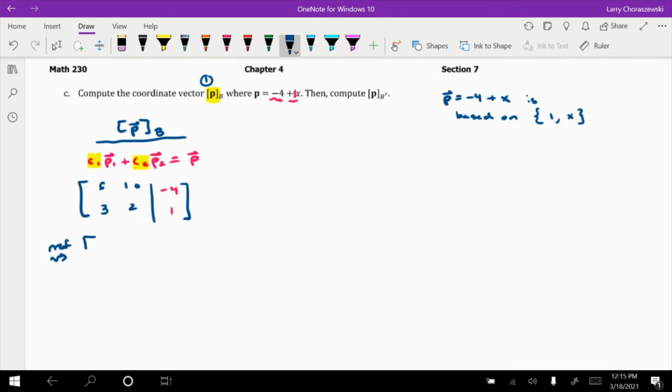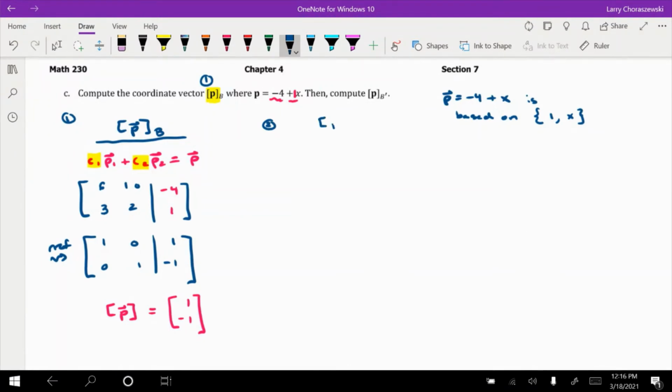Now, just in the interest of time, the RREF gives you the identity on the left, and to the right of the augment bar are going to be the values -1 and 1. And what this tells us is that the coordinate vector of the polynomial p relative to the basis B is equal to 1, -1. Okay, so that's the first part.